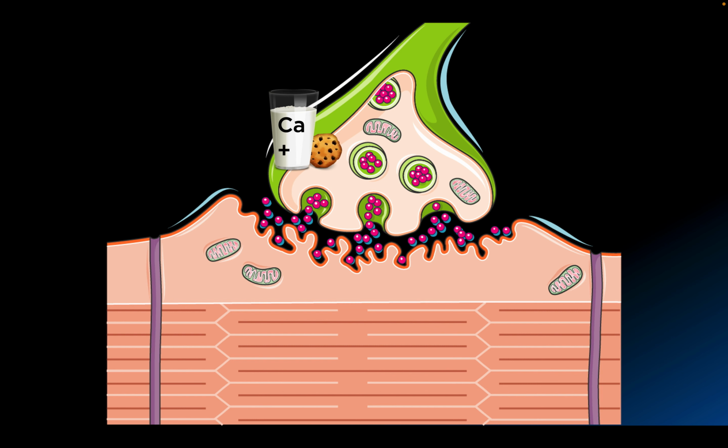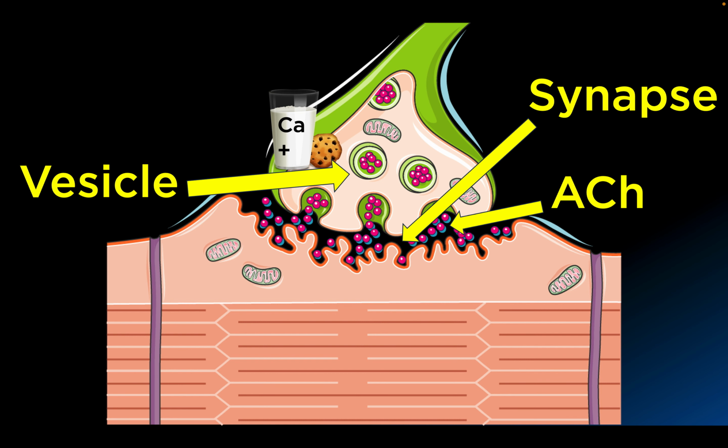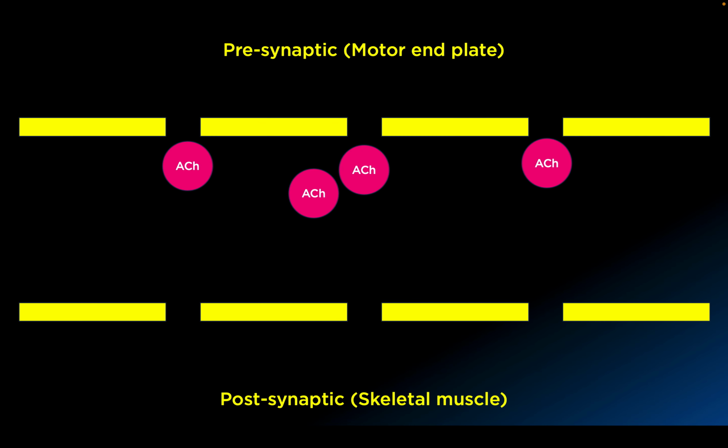Here we've got our calcium has come in. We can see these vesicles, which are full of acetylcholine. That calcium has told them it's time to get themselves across that gap. So here's the ACh, acetylcholine, and there's the synapse that they've now jumped across. So let's have a closer look. I hope that makes sense to you there.